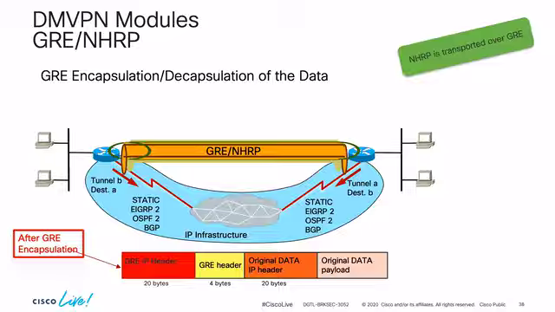Now let's move on to our third module, which is the GRE and NHRP module. In this particular module, we are going to be looking at two different components which are a part of this module, which is the GRE component and the NHRP component.